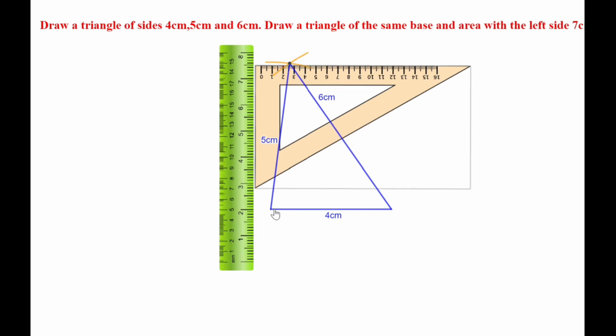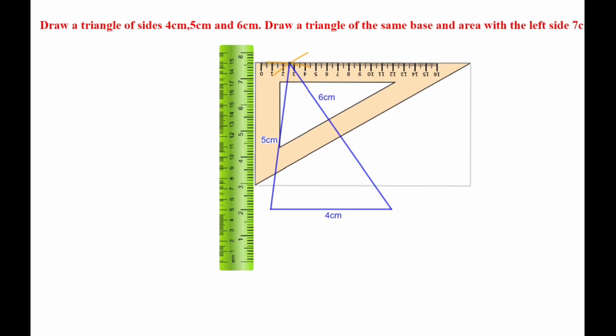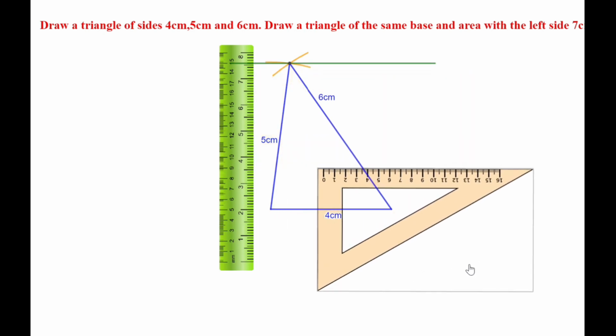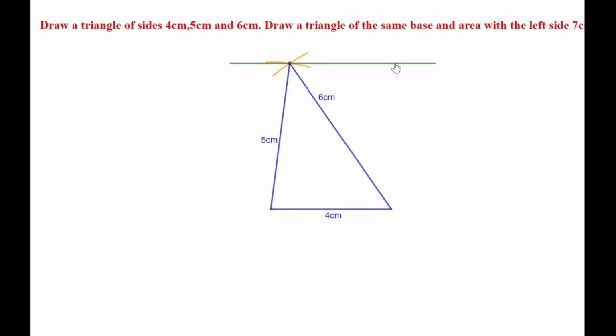Slide it till it reaches the point. Now draw the line through the third vertex. So we got the parallel line now. Now if you mark a point anywhere on this line and join that point to the ends of the base, we'll get a triangle with the same base and same area. But we need the left side 7 cm. How can you make it?